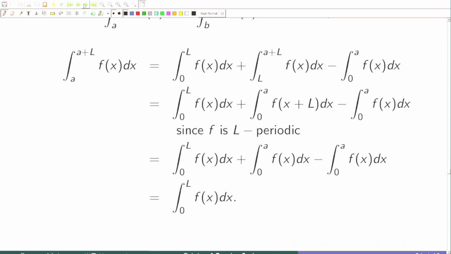Similarly, I can show that the integral from b to b plus L of f of x dx is again the integral from 0 to L of f of x dx. Therefore, it really does not matter where you are choosing your interval. What matters is that if you have an L periodic function, you have every freedom to choose your interval.